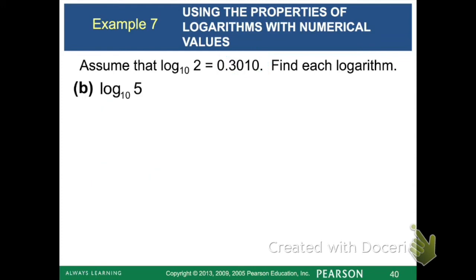Example 7, part B. Same idea this time. We've got log base 10 of 5. So I need to rewrite that 5 somehow using a 2. I'm not going to be able to do it as 2 to a power. So this time I'm going to write it as 10 divided by 2, and you'll see why here in a minute. So rewrite 5 as 10 divided by 2.